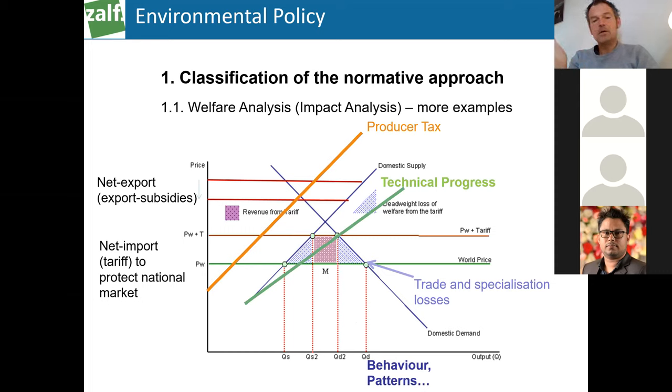And on the contrary, also the producer tax: you shift the domestic supply function again towards a higher level. That means if we shift it, we produce less. The producer has to pay an additional tax, the prices go up and the consumers have to pay a higher price. You would have exactly this equilibrium price here, okay? And with technical progress, you have a shift of the domestic supply function. That means at the same price-cost ratios you can produce more. It's a shift based on technical progress.